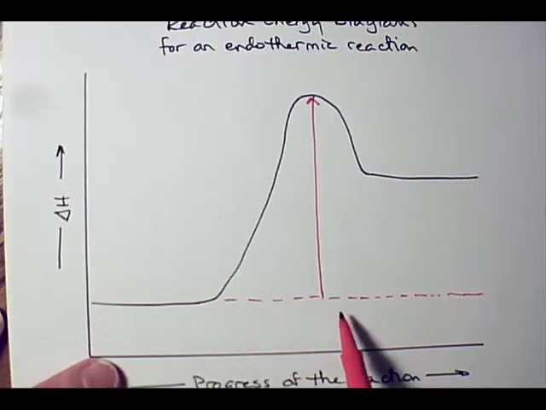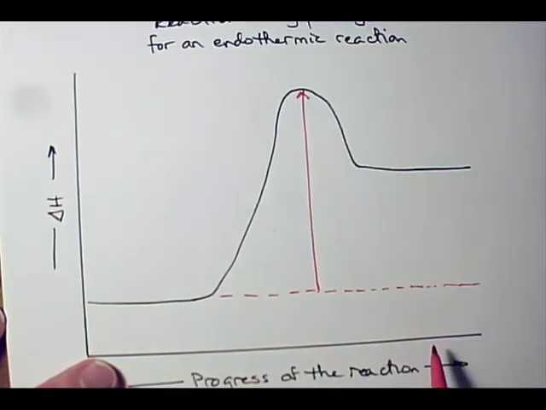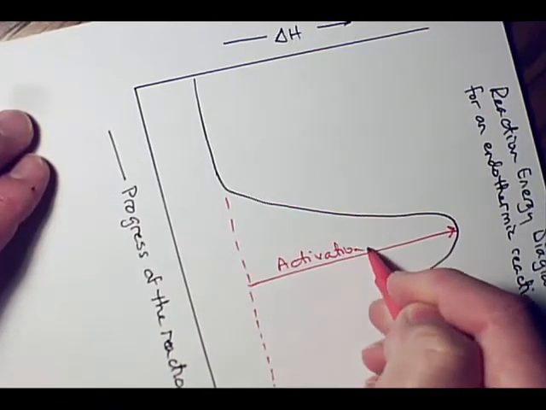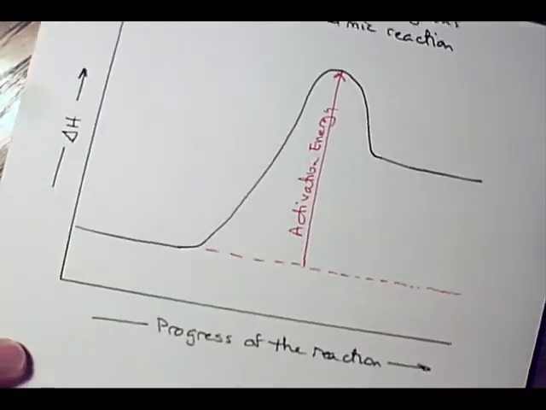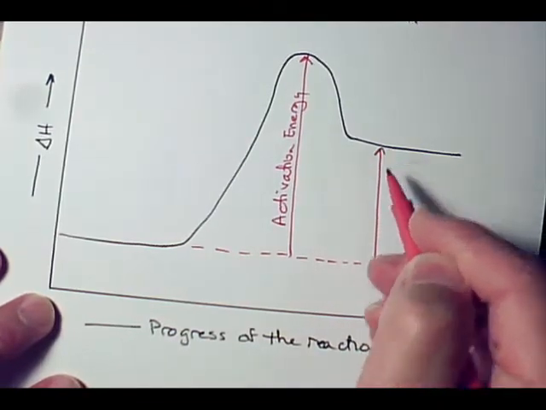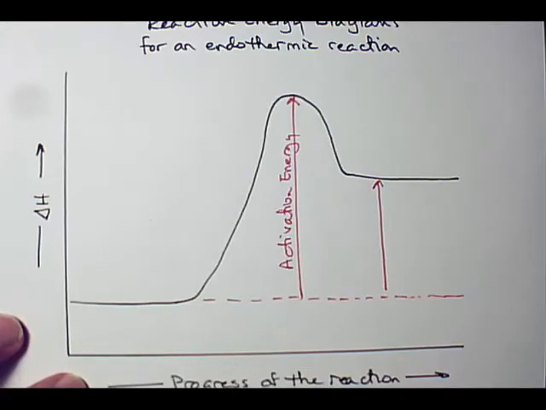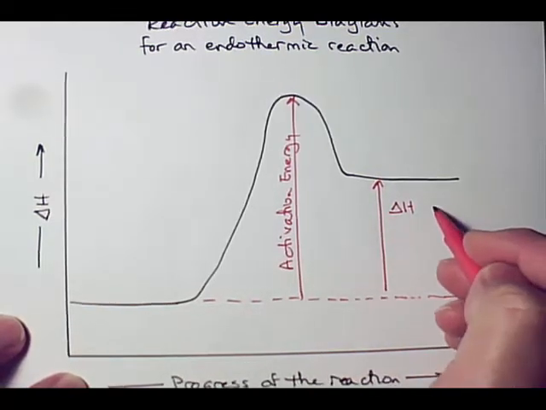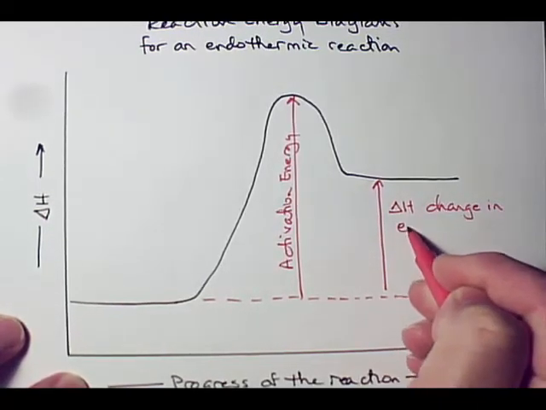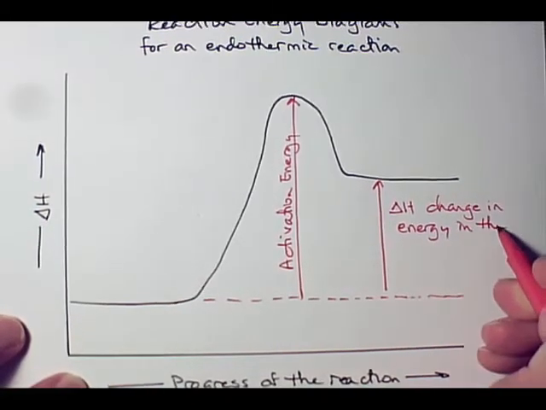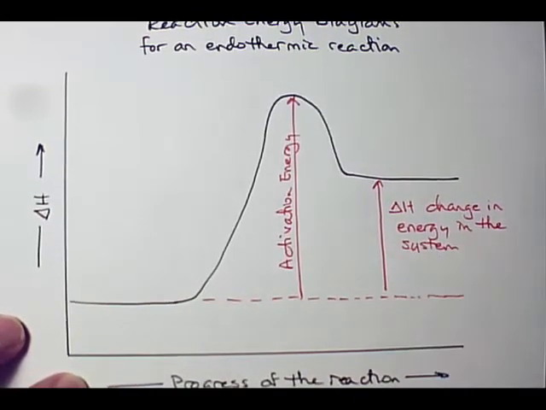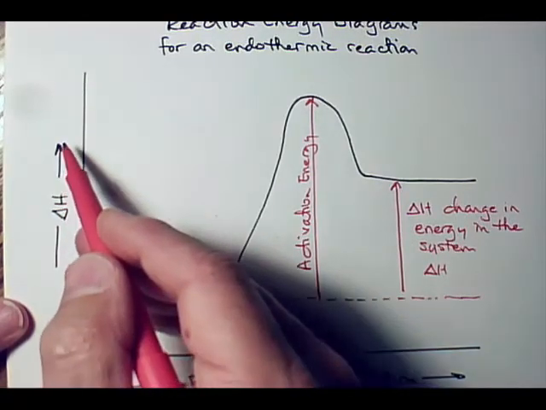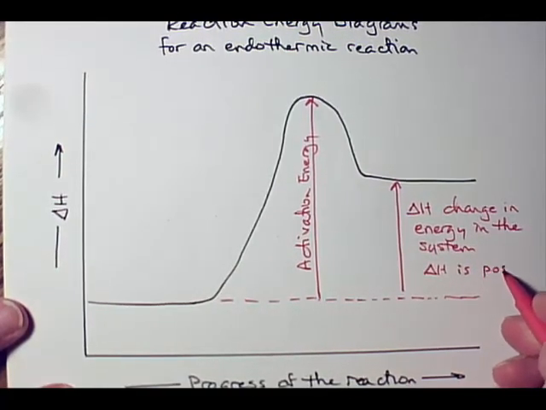In this case, the amount of energy added to get it started is still the activation energy. It just looks like a bigger, taller arrow here. And the overall energy change, the difference between the starting energy and the ending energy, just as before, is delta H. It's still the change in the energy in the system. In this case, delta H is not going to be negative, because we're adding energy to the system. We're moving it upwards here. So delta H is positive.